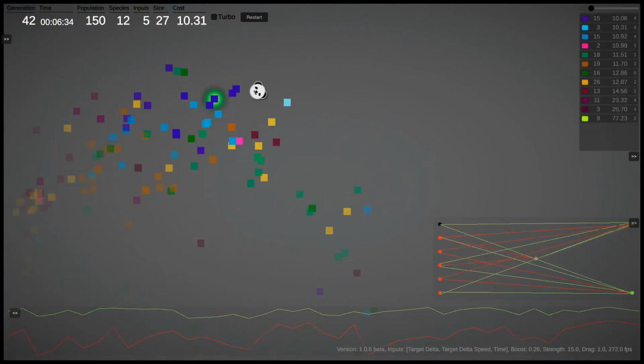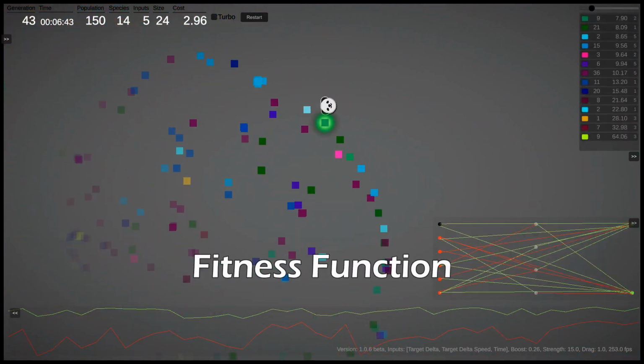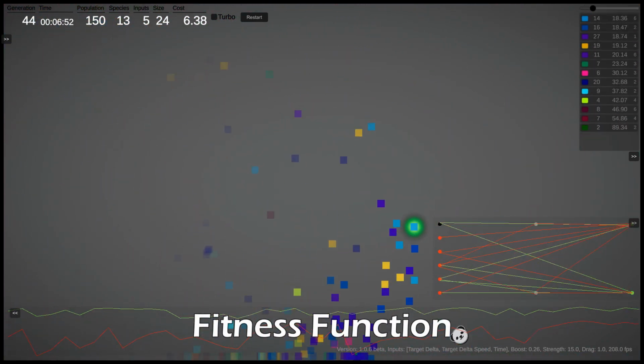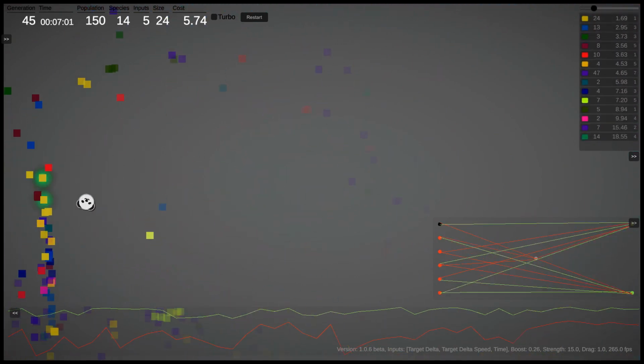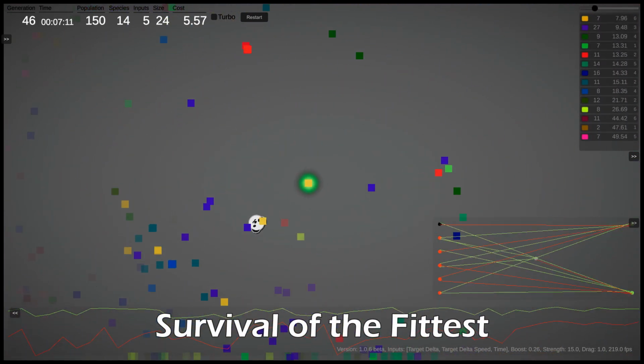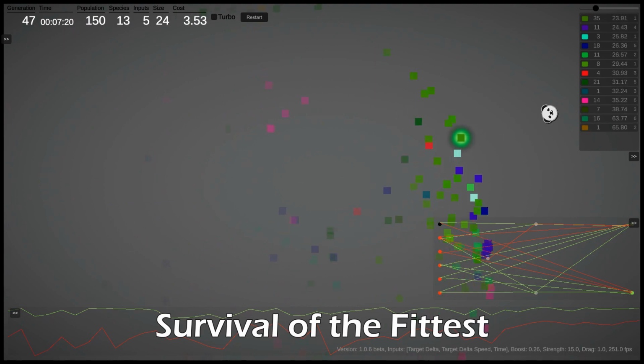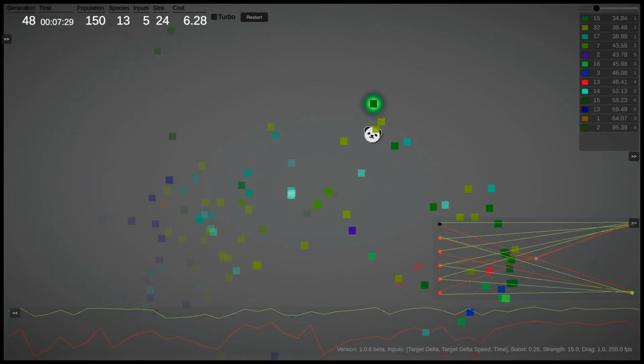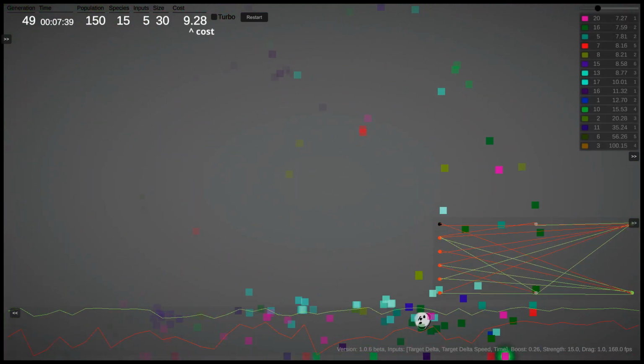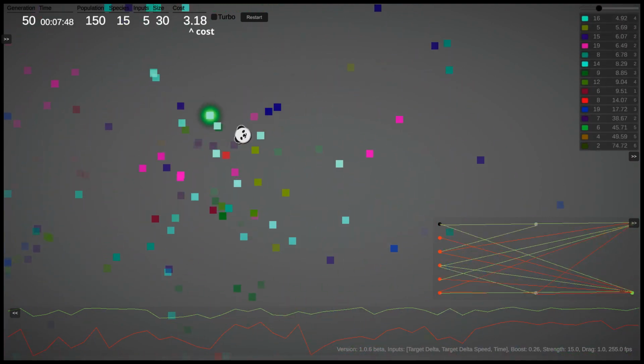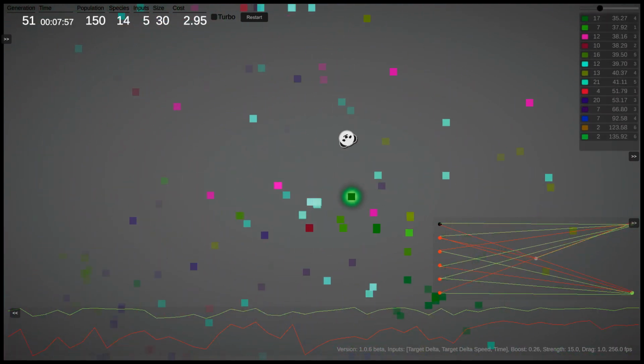An evolutionary algorithm requires what's called a fitness function, a way to determine how good a solution is. Think of this as the fitness in Darwinian survival of the fittest. Typically, the fitness is represented by a numerical value. In our case, we're instead considering cost, which is an inverse of fitness. Higher cost is worse, lower cost is better.